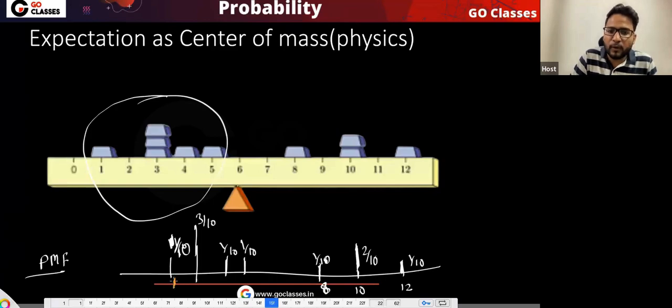let's suppose the probability of 1 is 1 upon 10, probability of 3 is 3 upon 10, probability of 4 is 1 upon 10, probability of 5 is 1 upon 10, probability of 8 is 1 upon 10, probability of 10 is 2 upon 10, and probability of 12 is 1 upon 10. Then can you calculate the expectation?